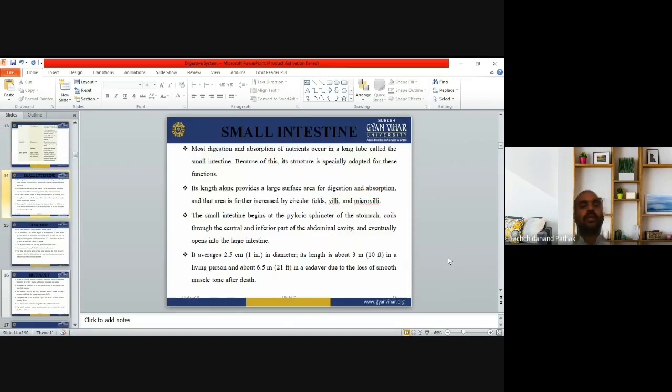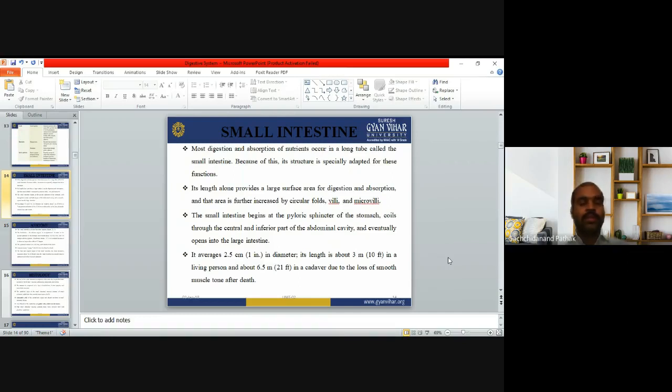Now there is the small intestine. Most digestion and absorption of nutrients occur in a long tube called the small intestine. Because of this, its structure is specially adapted for these functions. Its length alone provides a large surface area for digestion and absorption, and that area is further increased by the circular folds, villi, and microvilli.